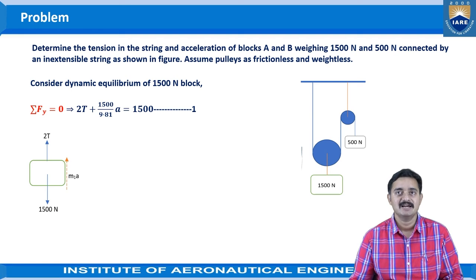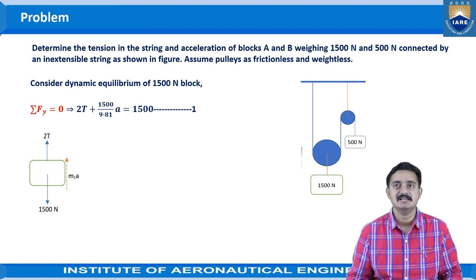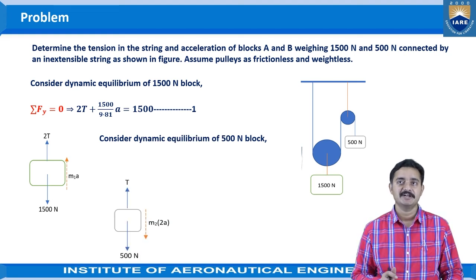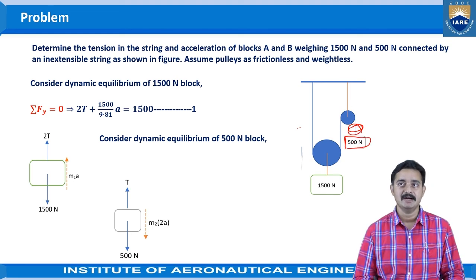Now, if we take sigma Fy is equal to 0 for this situation, we will be getting 2T plus 1500 by 9.81 A is equal to 1500, which is equation 1. Now, consider the dynamic equilibrium of 500 Newton block. In this case, this body is attached with a single string here, but the movement of this 500 Newton object will be double the acceleration.